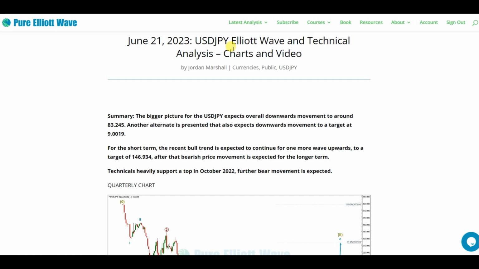But let's get into the Japanese yen. Overall, for the bigger picture, we're expecting downward movement. That's the main, and the alternate are expecting downward movement. And the target for the main is at 83, and the target for the alternate is much more severe. And I've had a few targets come up around this 9 area. I also got a target at 15.